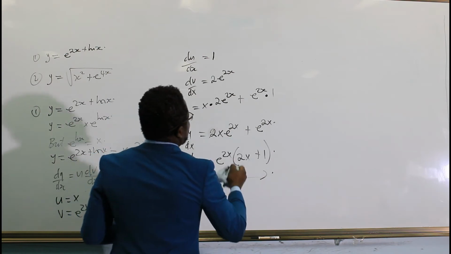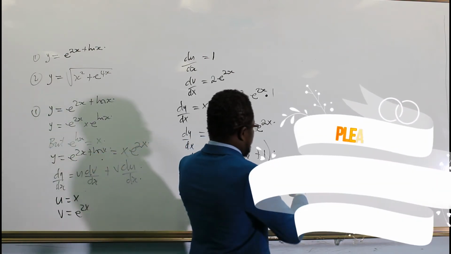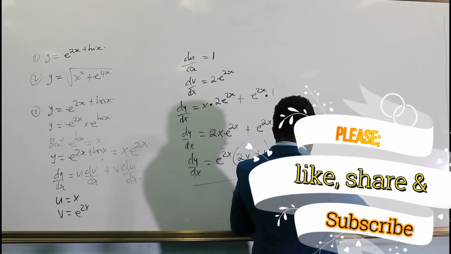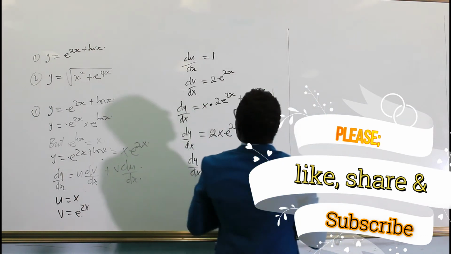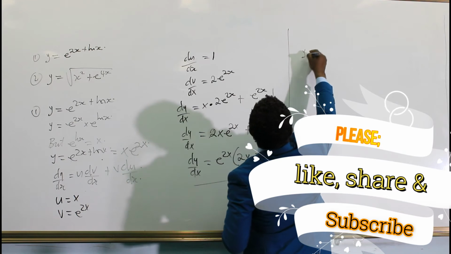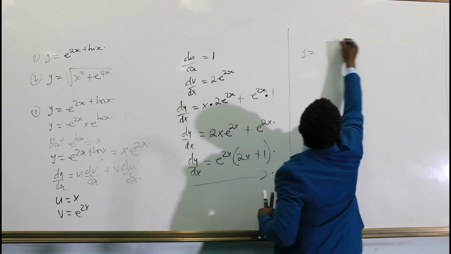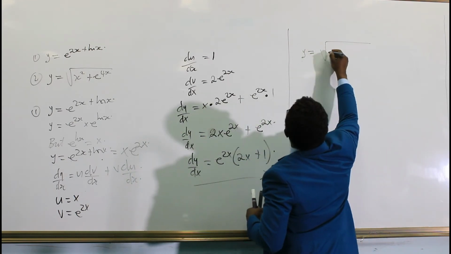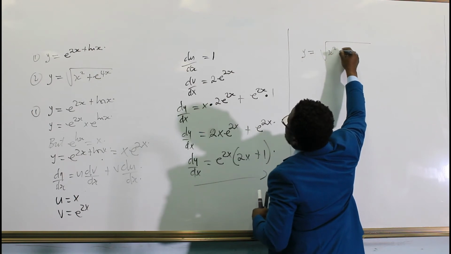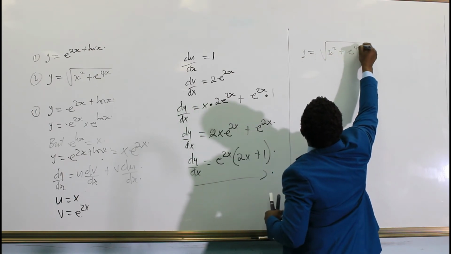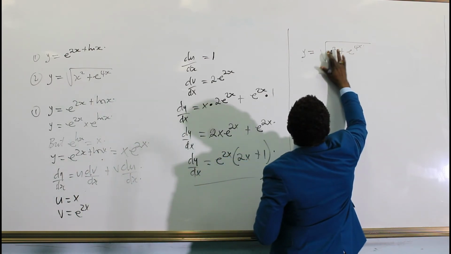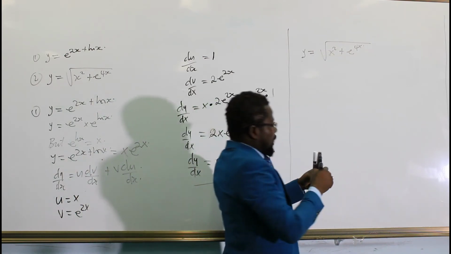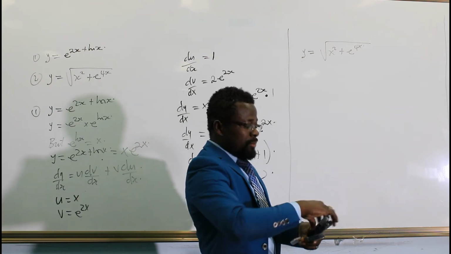To solve question number 2, let's see if we can do it on the side. The question is given as y equals the square root of x squared plus e exponent 4x. Now we are going to solve the problem here.